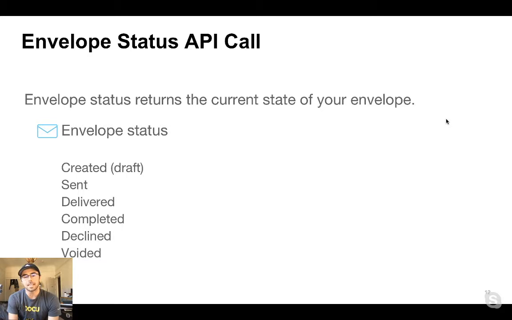The second status is sent. When you specify sent and make a create envelope request, that envelope will be sent immediately to the recipients you've specified. Delivered means that your envelope has been delivered to your recipients and they have viewed it. Completed means that all of the actions that you've specified for your recipients have been completed in their entirety. This is the sales folks' hurrah, because this means that the transaction or the envelope has been fully completed and the deal is done.